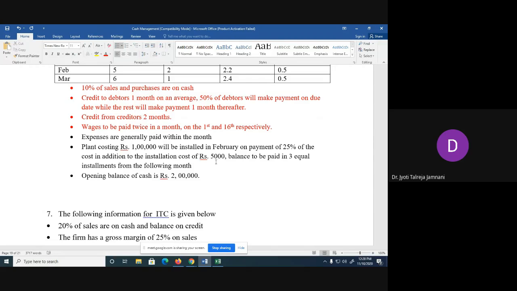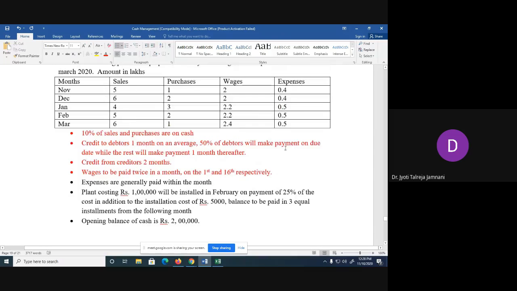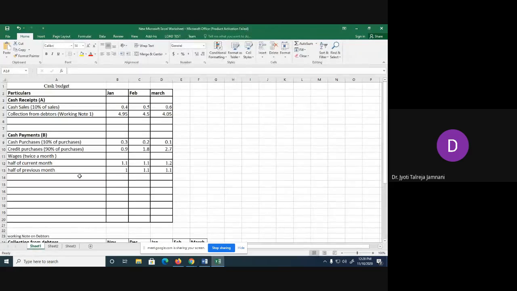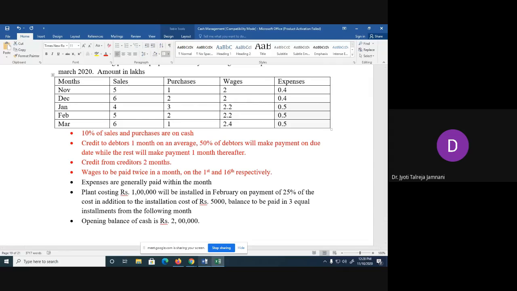So this month we spend and next month we pay. But here they are telling expenses are generally paid within the month. That means January expenses will be paid in January only. It is not going to February. So whatever are the expenses values for Jan, Feb and March, we'll take it as it is. So if you see here for all the 3 months, it is 0.5, 0.5 and 0.5. So we will take it like that. So you write here expenses. So this was about expenses. Let's see what next is given.